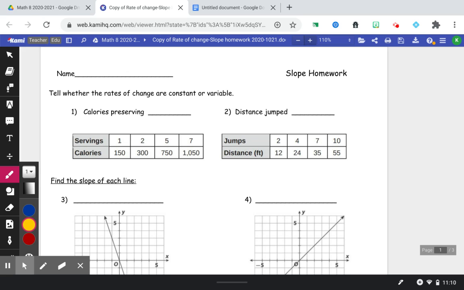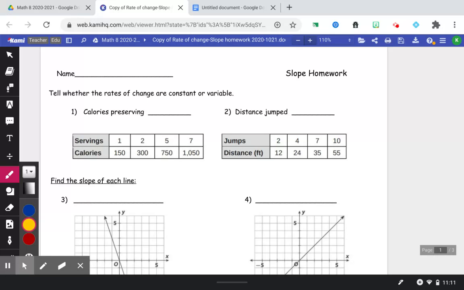Hi guys, I just wanted to send you a video of the answers to the homework so you are able to check your work and make sure that you understand slope. I'm going to read through the answers and then go through each problem and how to get the answer. That way, as I'm reading through the answers, you can circle ones that you should fast forward to so you don't have to watch the whole video. You can just fast forward to the ones that you need to watch how to solve.